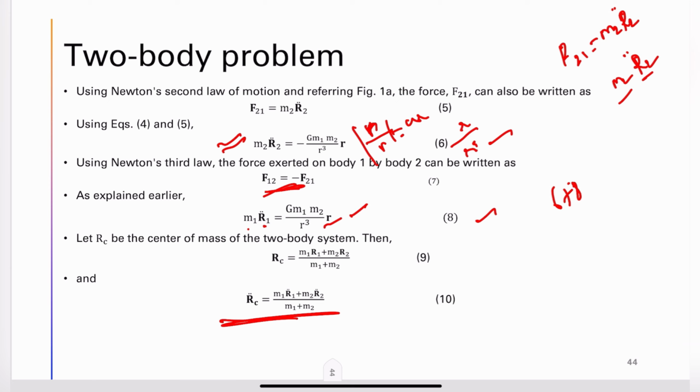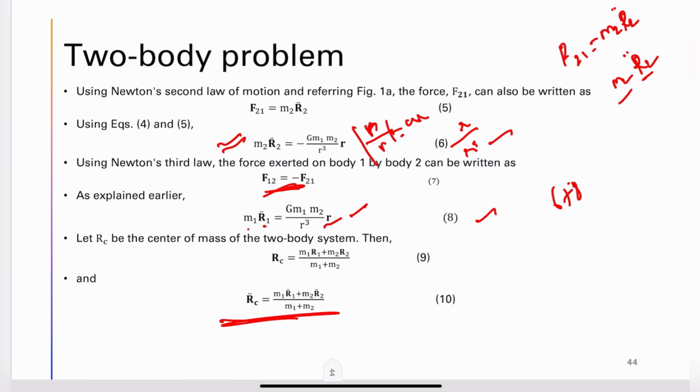Using Newton's third law, the force exerted on body 1 by body 2 can be written as F12 equal to minus F21. We know that mass 1 will attract mass 2 by its gravitational force, and mass 2 will attract mass 1 by its own gravitational force. They are opposite to each other. So that is why F12 is equal to minus F21.